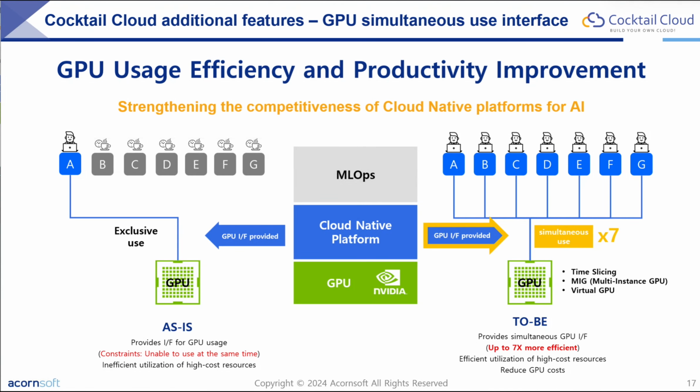Therefore, Cocktail Cloud provides an environment where containers can use GPU resources simultaneously. It supports time slicing and multi-instance GPU functions. Expensive GPU resources can be used efficiently.